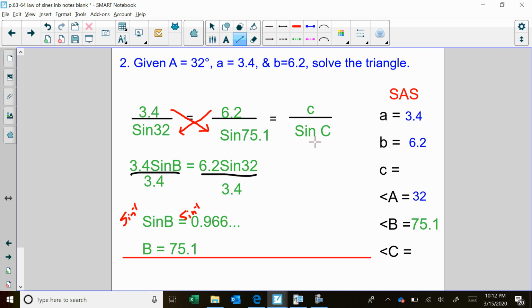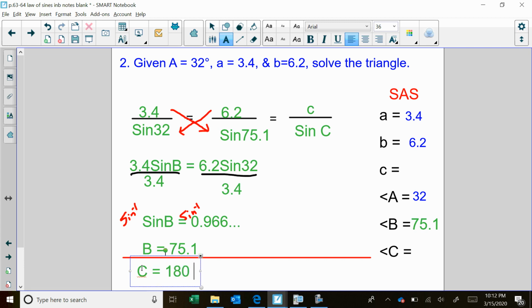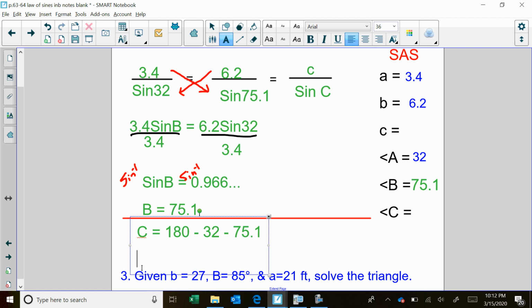Now we have two angle measures, which allows us to subtract. All triangles add to be 180 degrees in the angles. So now we can find C by just using subtraction. C is going to equal 180 minus 32 minus 75.1.